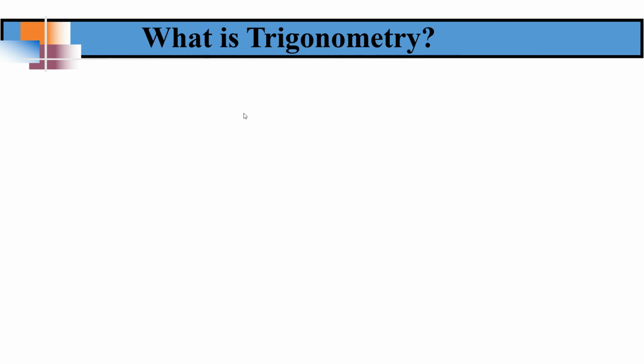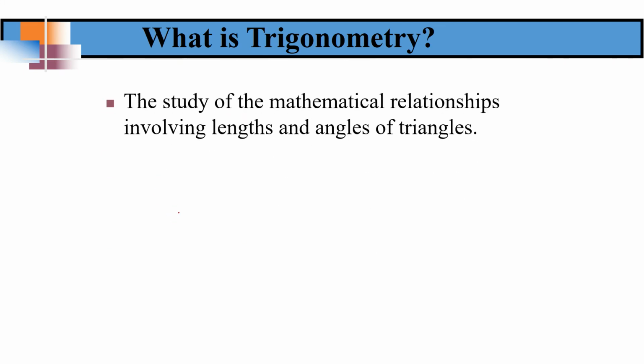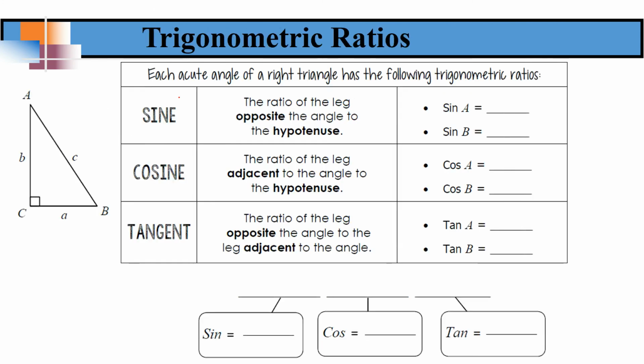But first, let's define what is trigonometry. So in those two empty blanks on your note page, write this. Trigonometry is the study of the mathematical relationships involving lengths and angles of triangles. Take a minute, you can pause the video and write that down. Alright, now let's get into the three trigonometric ratios, sine, cosine, and tangent.